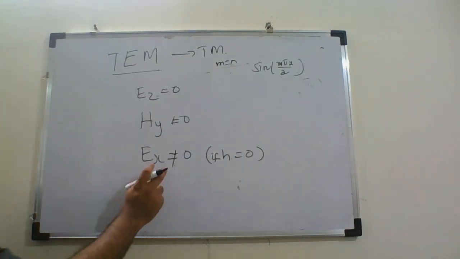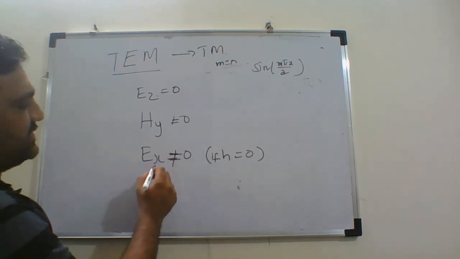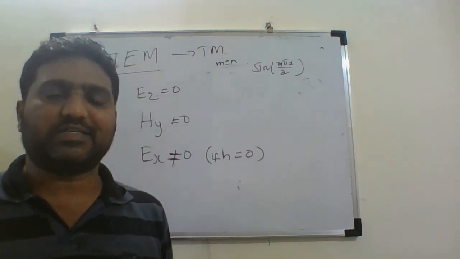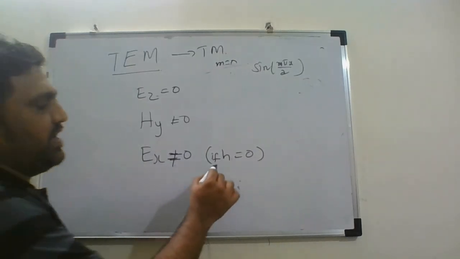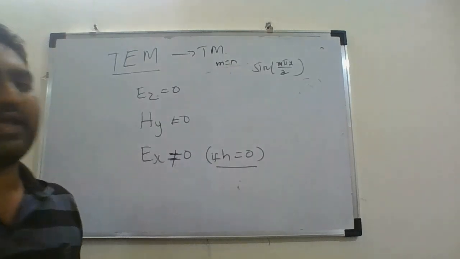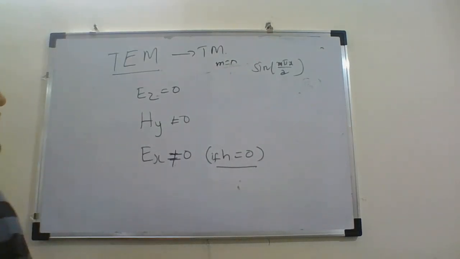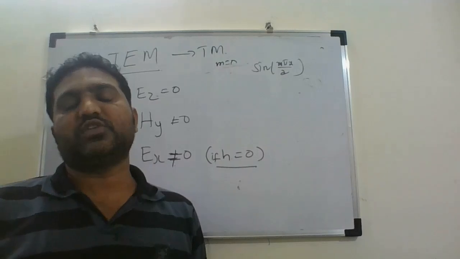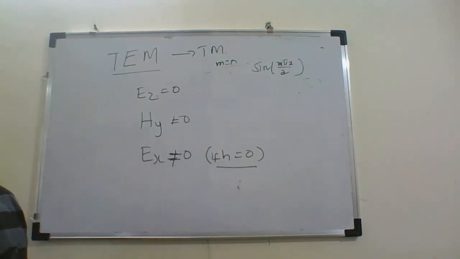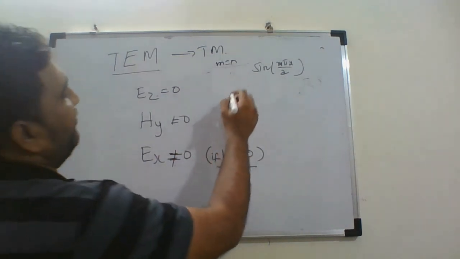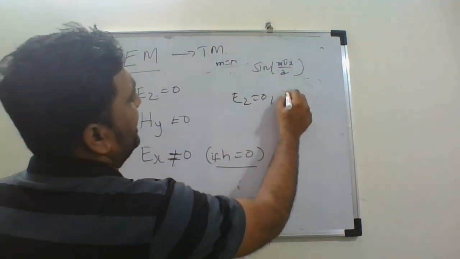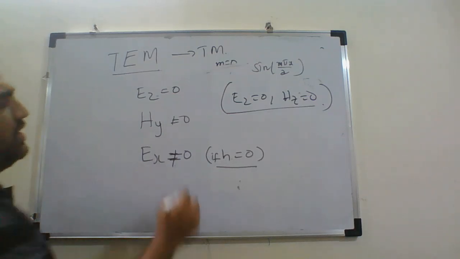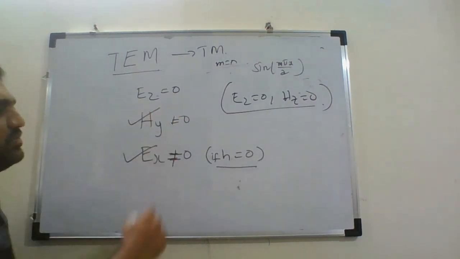If small h is equal to 0, then Ex will not be equal to 0. This is the most important point. If Ex becomes 0, then there is no electric field component, so the wave cannot exist. The TEM case will be valid only when small h is equal to 0. We can verify that by putting the m value in the above equations. Therefore, for a TEM wave, Ez will be 0 and Hz will be 0. Both the longitudinal components are always equal to 0, and only Hy and Ex terms will exist.